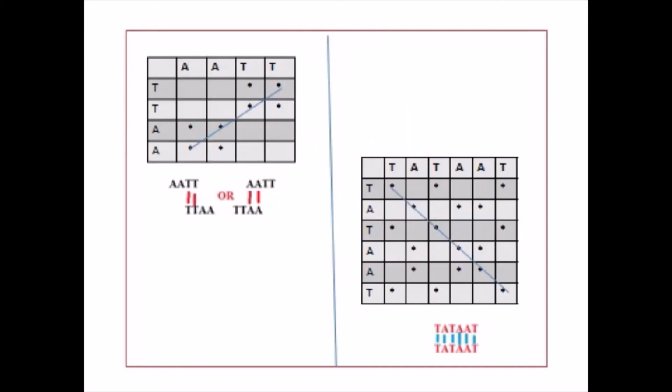Coming to the examples for making a dot plot. If you take two examples, one is a palindromic sequence, another is the same sequence. In the palindromic sequence, the alignment will be AATT, and with the gaps in the second one, after two gaps, TTAA, and in the case of the same sequences, TATAAT, TATAAT.